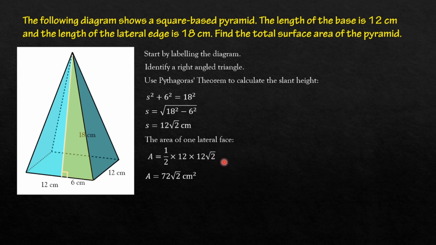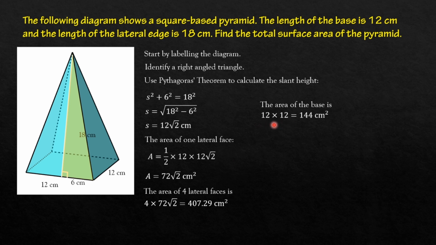The area of one lateral face, therefore, is half times the base, which is 12, times the height, which is 12 root 2, and we get 72 root 2 square centimeters. Each of the 4 lateral faces are equal, so we just multiply that number by 4. So 4 times 72 root 2 is 407.29. That's the area of the 4 faces together.